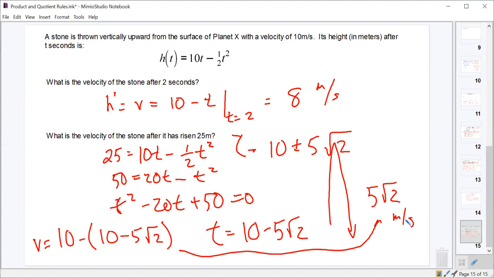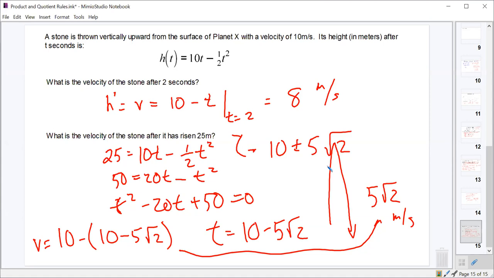Any issues with that? Everybody good with that? How'd you know that it was minus and not plus? 10 minus 5 root 2 is just a smaller number than 10 plus 5 root 2. Right, and so it's going to be at 25 meters twice, once on the way up and once on the way down.